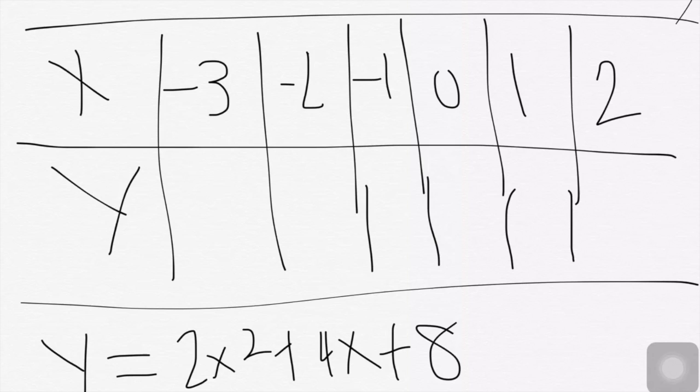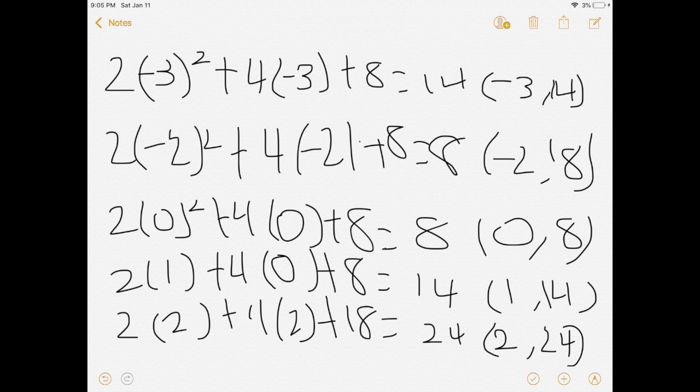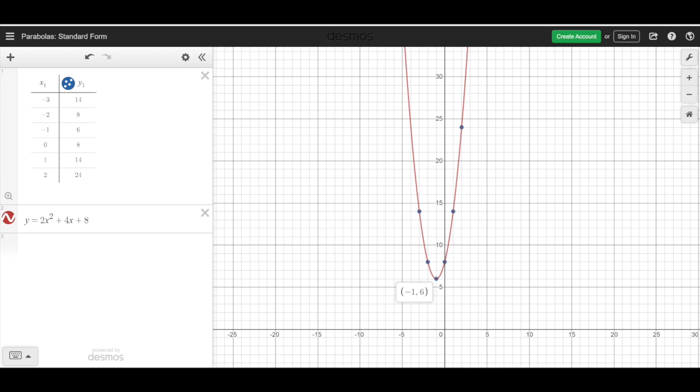So we're going to use the other x values, which are negative 3, negative 2, negative 1, 0, 1, 2, and plug them all into our equation 2x squared plus 4x plus 8. After solving for all the points, here are the points you get. Negative 3, 14; negative 2, 18; 0, 8; 1, 14; 2, 24. This is what your graph will end up looking like with all your points plugged in.